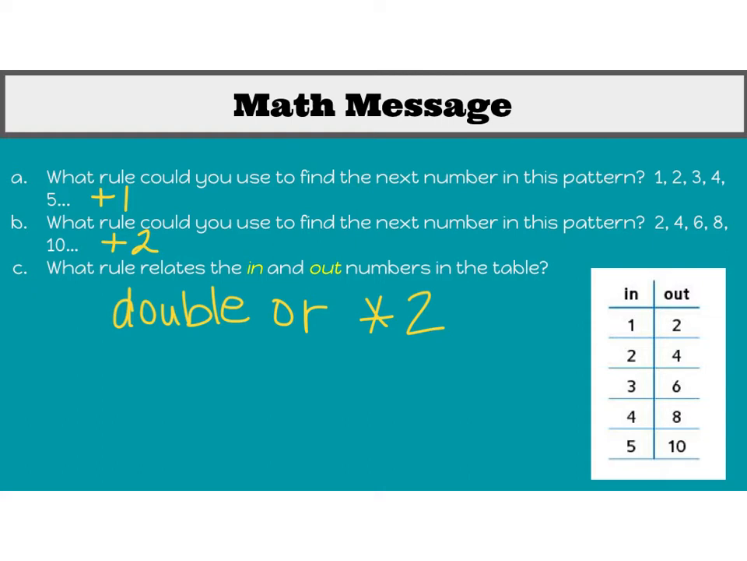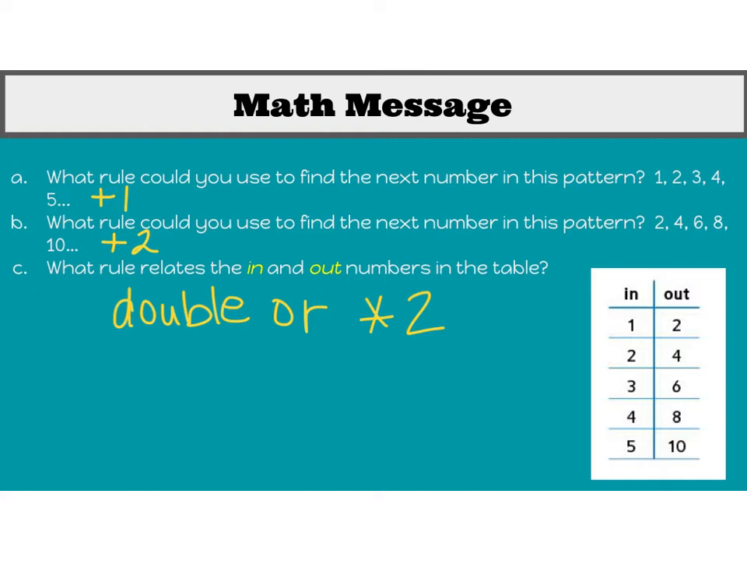Now, what do you notice about the numbers in the in column? They go up by 1, which we said previously. So all of those go up by 1. What do you notice about the numbers in the out column? They go up by 2, and they are the numbers from part B.